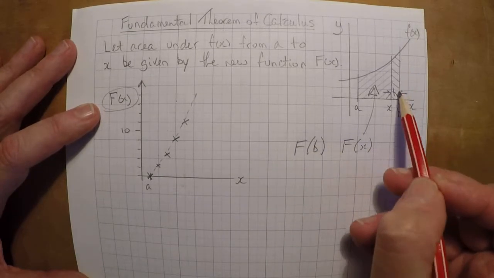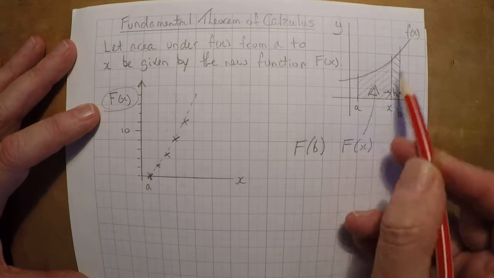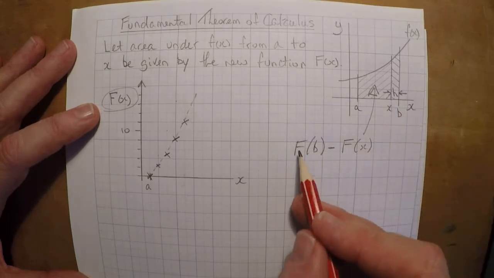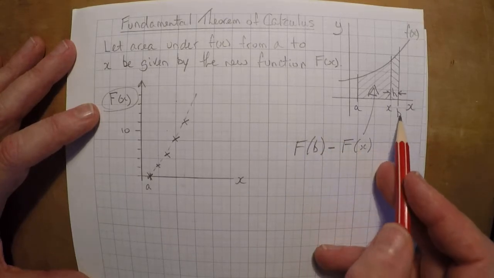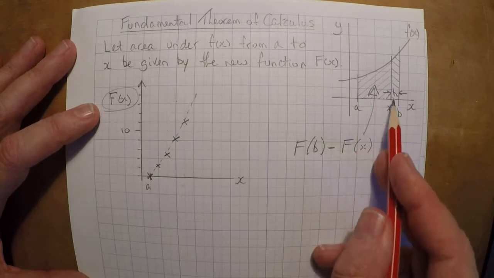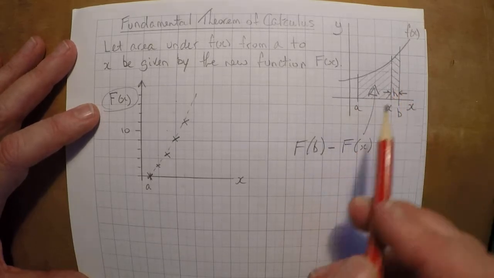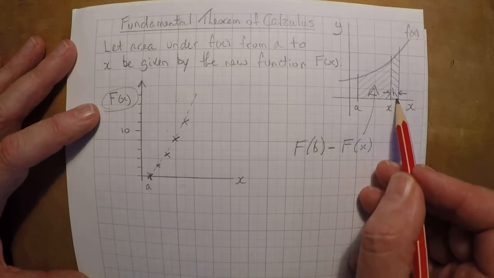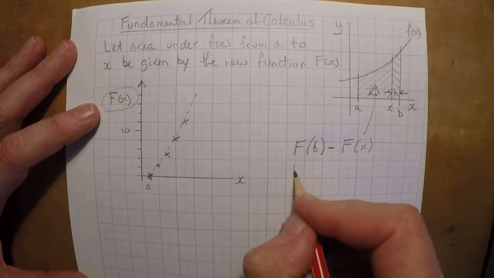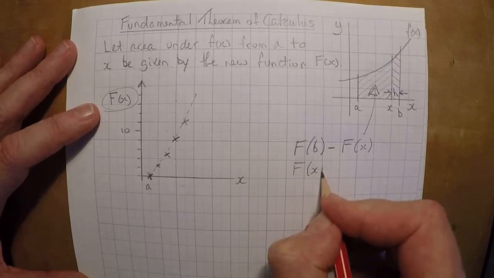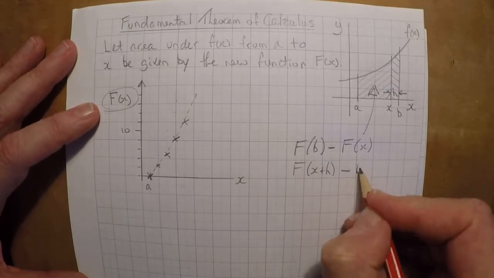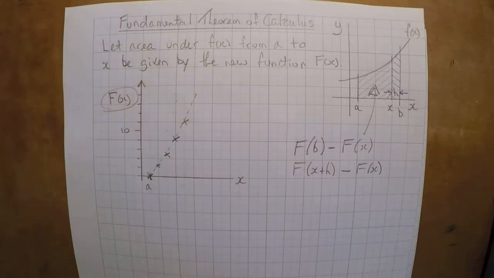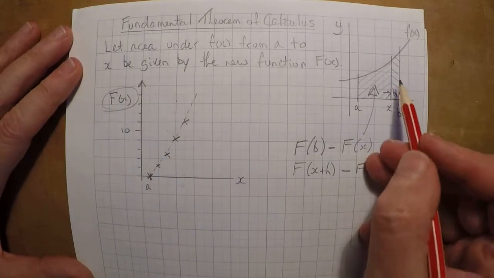Now if I take the area all the way to the end and subtract this first chunk, wouldn't I be left with this little strip here? So capital F of B, subtract capital F of X, would leave that little tiny strip. B could be written as X plus this little step H. So F of X plus H minus F of X. That would give me the area just of the little strip.